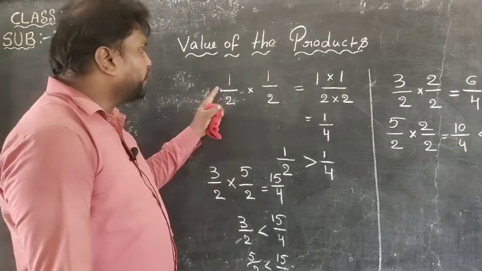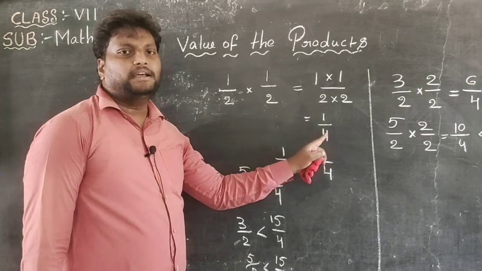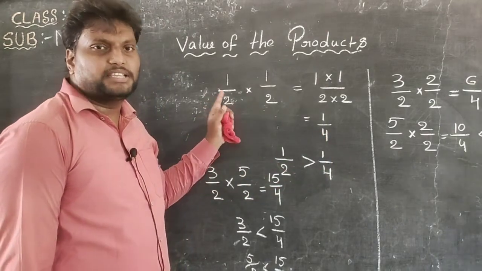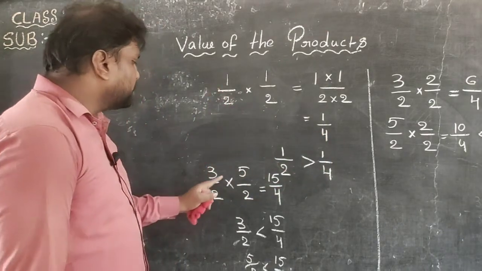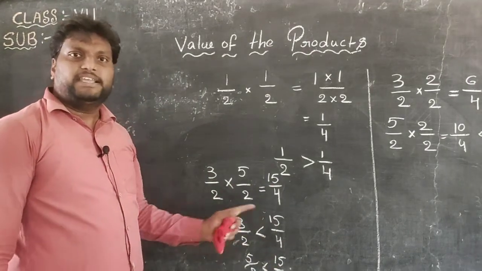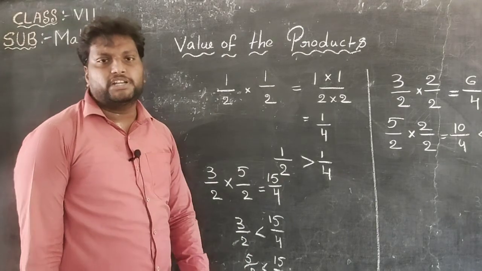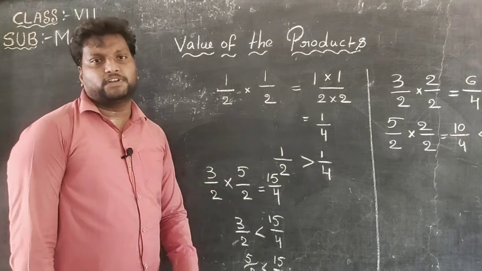That's why the product of two proper fractions is less than any one of the given fractions. Otherwise, the product of two improper fractions is always greater than each and every given fraction. Okay, this is the value of the products. Students, related to some problems, we will continue next class. Thank you.